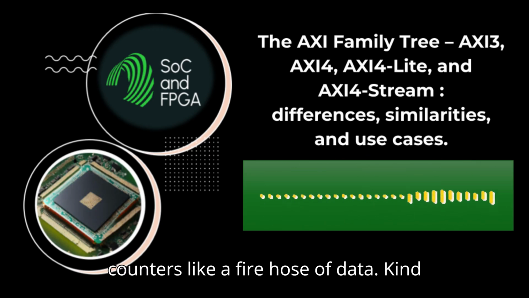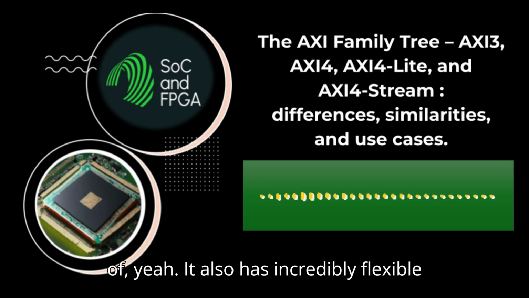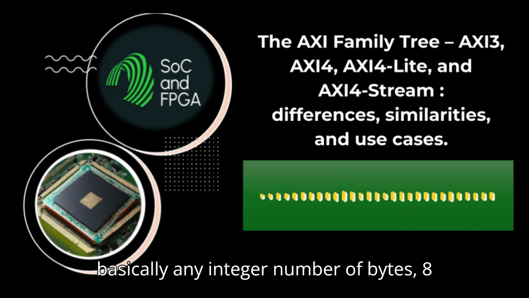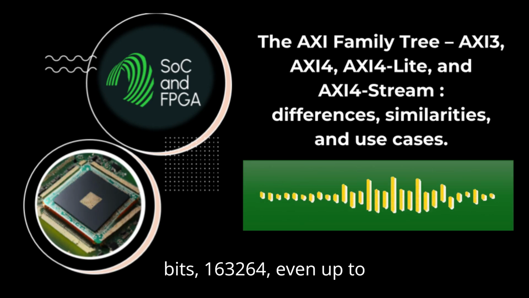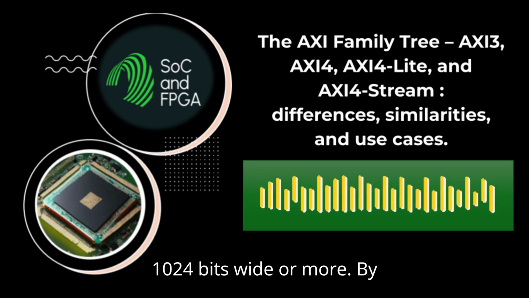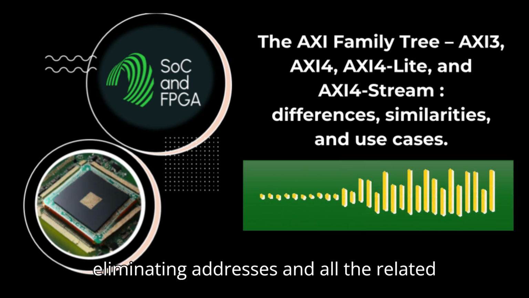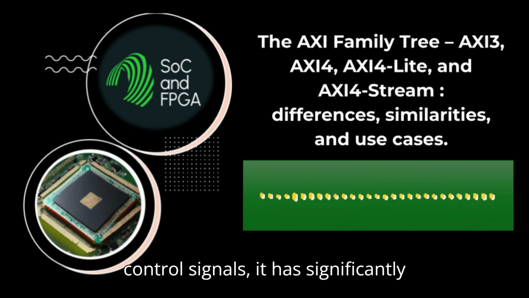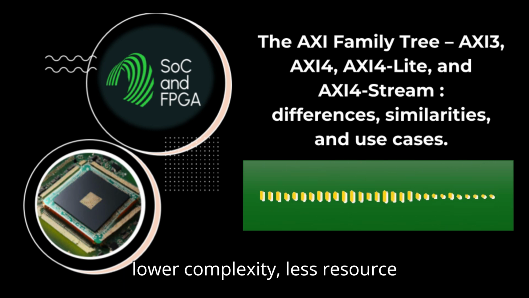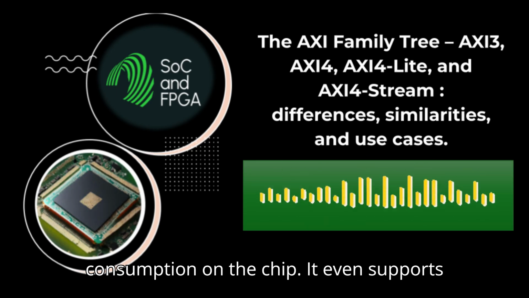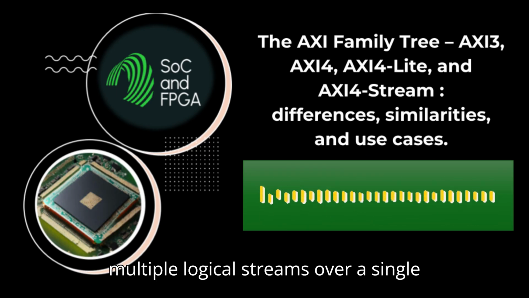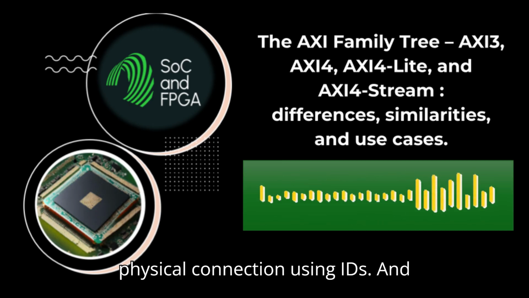Like a fire hose of data. Kind of, yeah. It also has incredibly flexible data width. The TDATA bus width can be basically any integer number of bytes: 8 bits, 16, 32, 64, even up to 1024 bits wide or more. By eliminating addresses and all the related control signals, it has significantly reduced signal routing. Fewer wires, lower complexity, less resource consumption on the chip. It even supports shared wires, allowing you to multiplex multiple logical streams over a single physical connection using IDs.